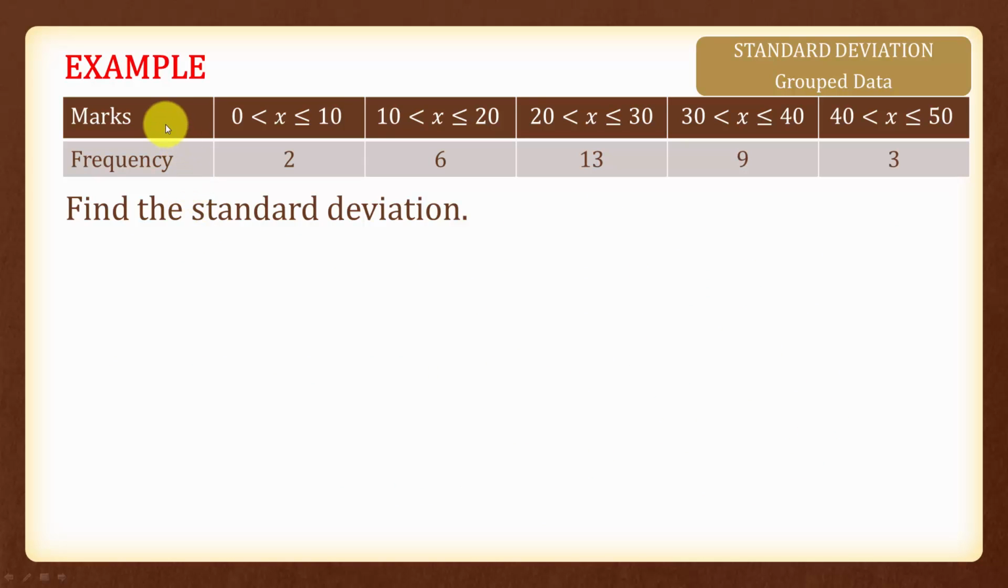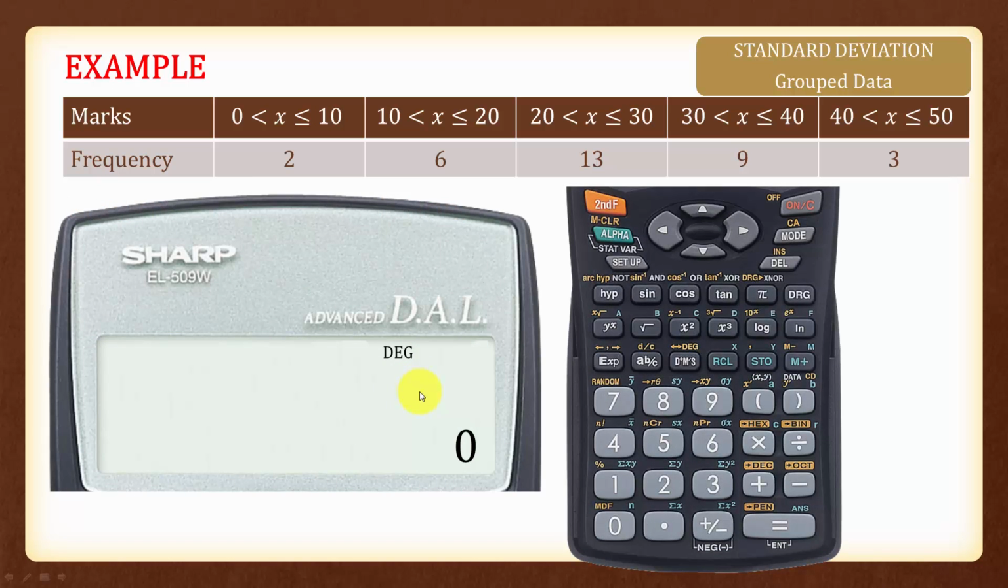Here we have an example showing grouped data. For marks between 0 and 10, we have a frequency of 2. For marks between 10 and 20, we have a frequency of 6, and so on. And we are asked to find the standard deviation. Now let us learn how to find the standard deviation using this calculator here.